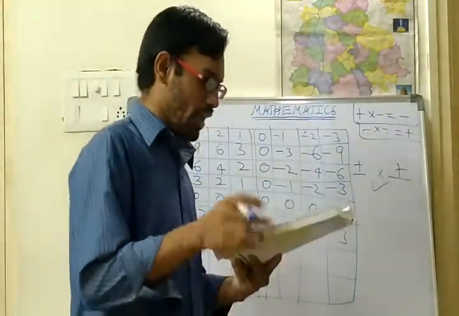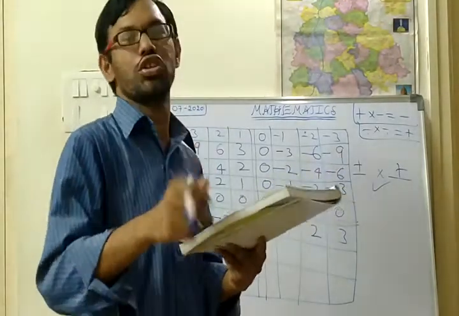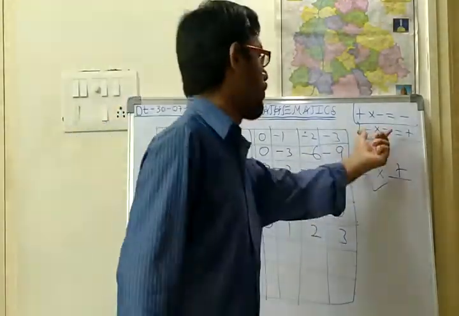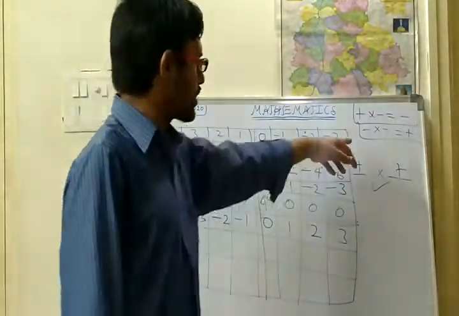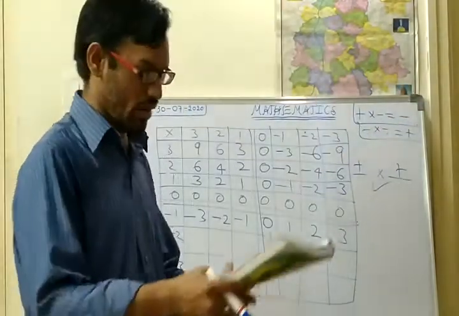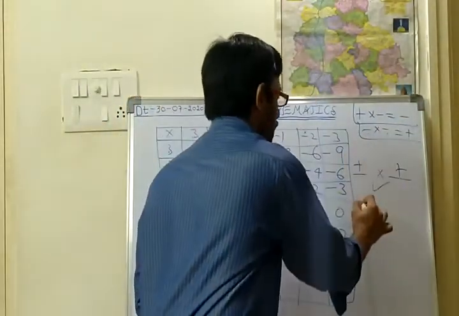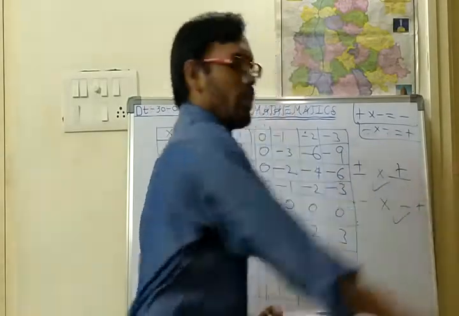Next question: is the product of two negative integers always a positive integer? Yes, that is also correct, because minus into minus is always plus only. So this is also correct. The product of two negative integers is always a positive integer only.